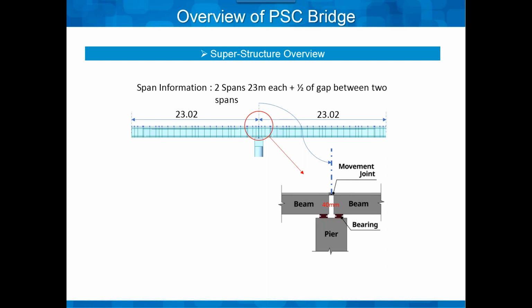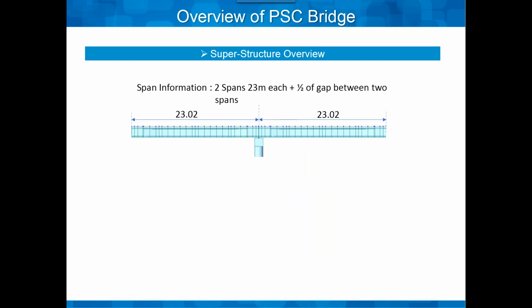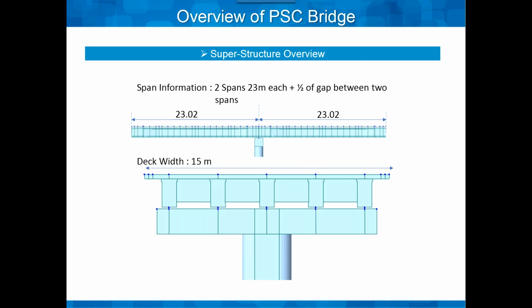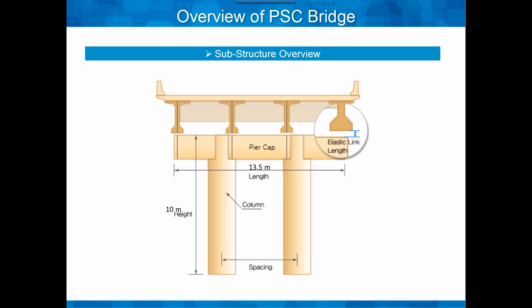So there will be bearings under each span. We are not considering it to be a continuous type of girder, but a simply supported girder. So this is what we are going to do, and the deck width is 15 meters. We will simulate the pier cap as well as the pier. So today we will see how to model a PSC bridge with the superstructure as well as the substructure.